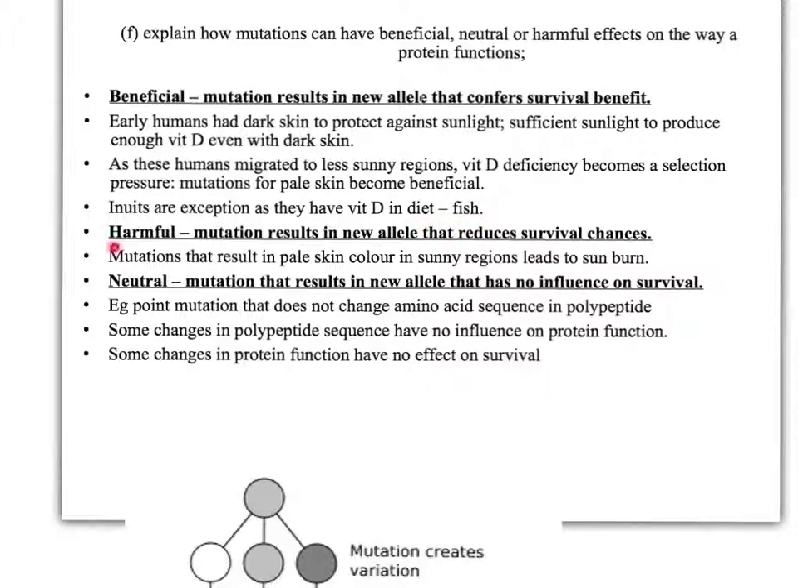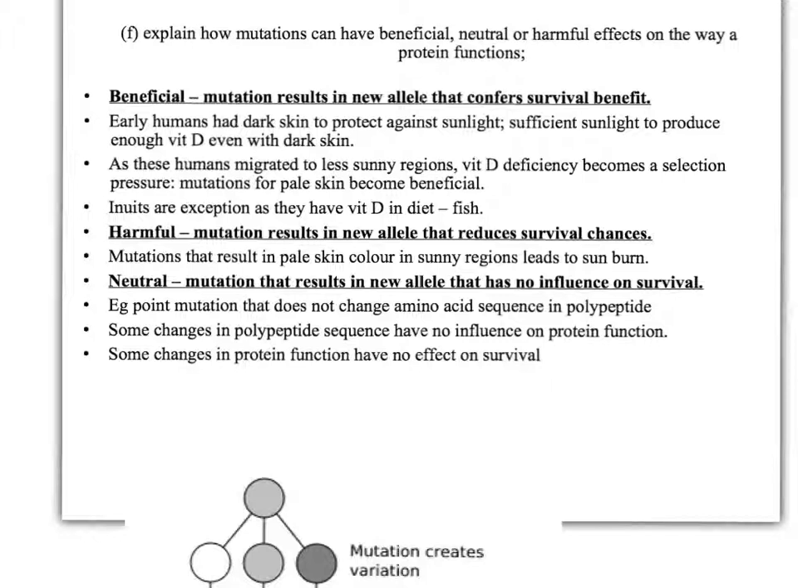Harmful mutations. These are mutations that result in the protein not working particularly well, and therefore conferring some form of harmful effect on the individual. So for example, the mutation that leads to cystic fibrosis would be an example that creates a harmful effect on the individual, and confers less chance of survival on that individual.